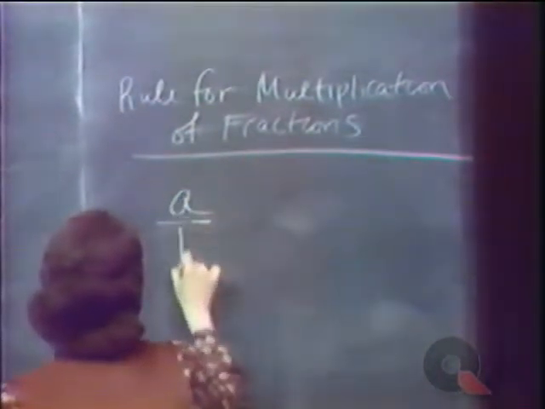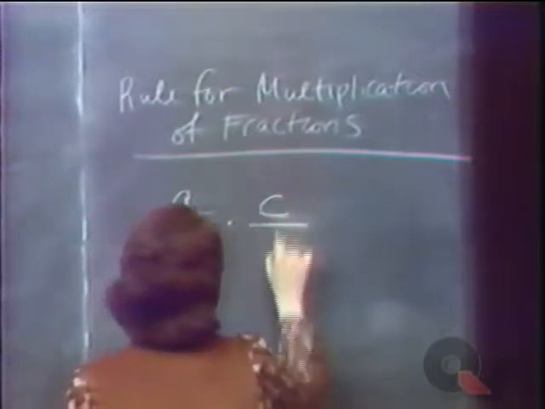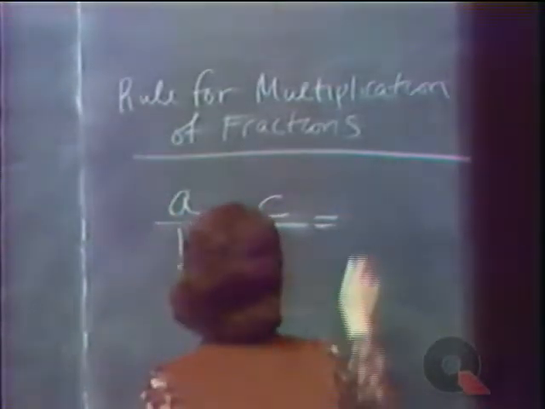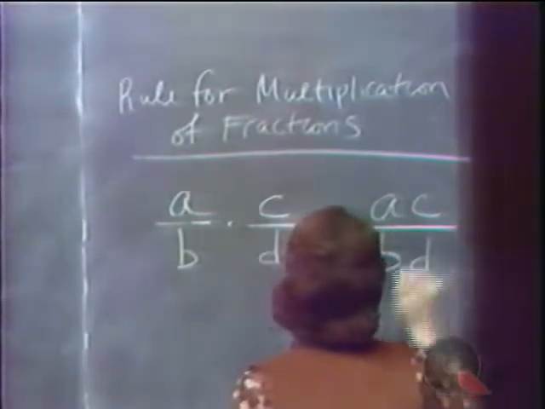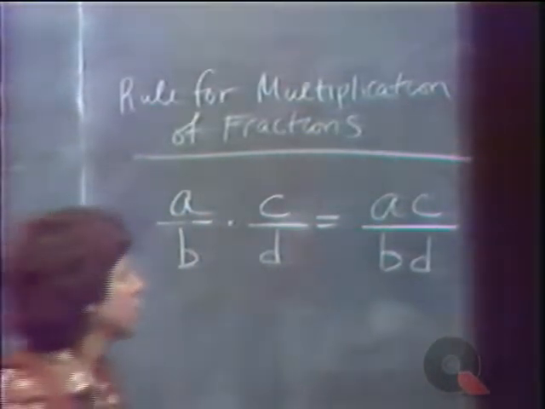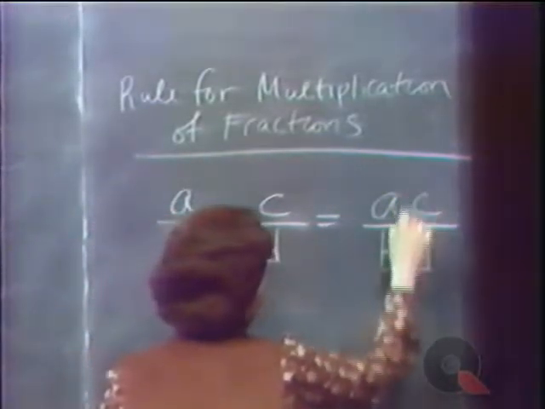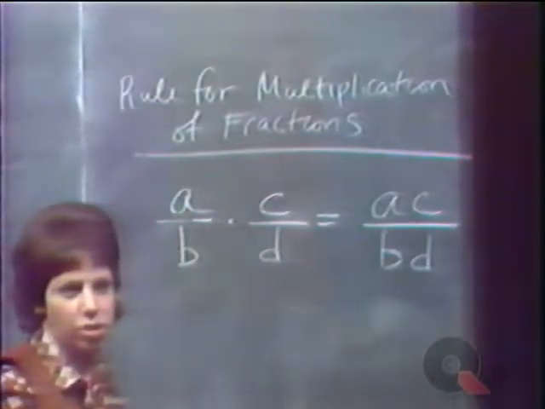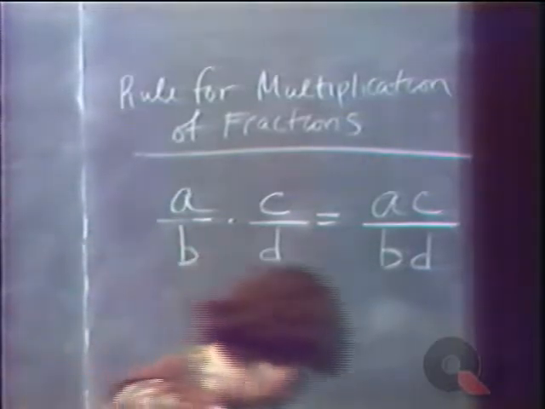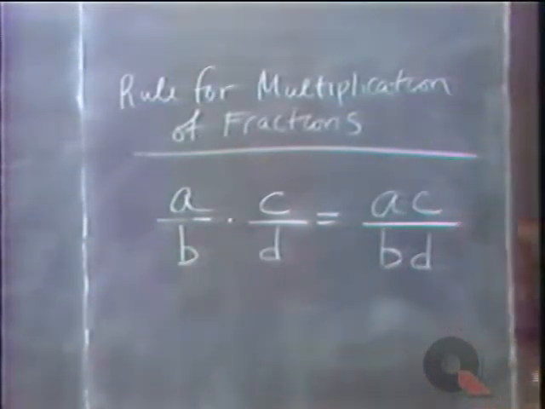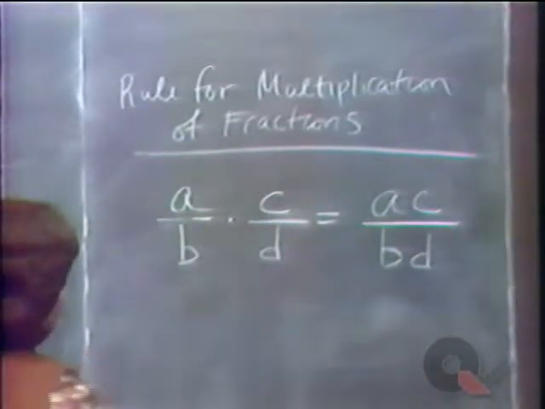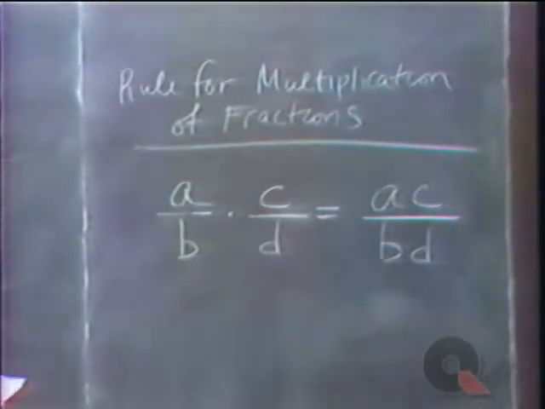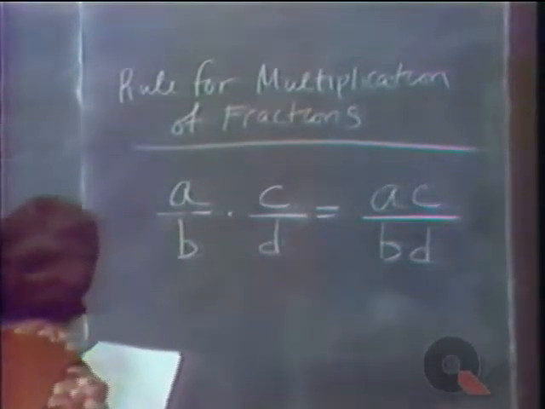If you want to multiply two fractions, a over b times c over d, you multiply the numerators and divide by the products of the denominators. Okay, when you see AC, of course I mean A times C. BD means B times D. You multiply the tops and put it over the product of the bottoms. Okay, let's try an example.